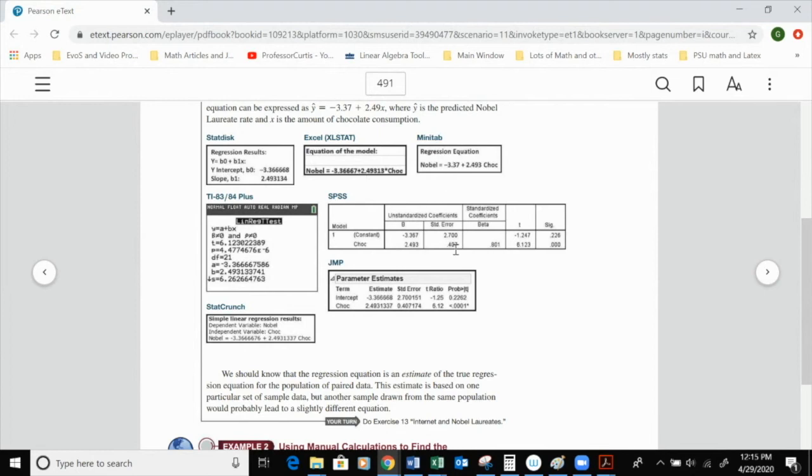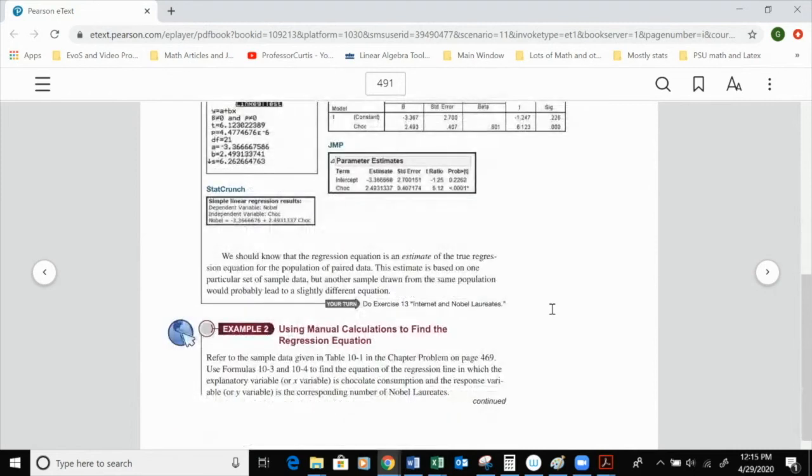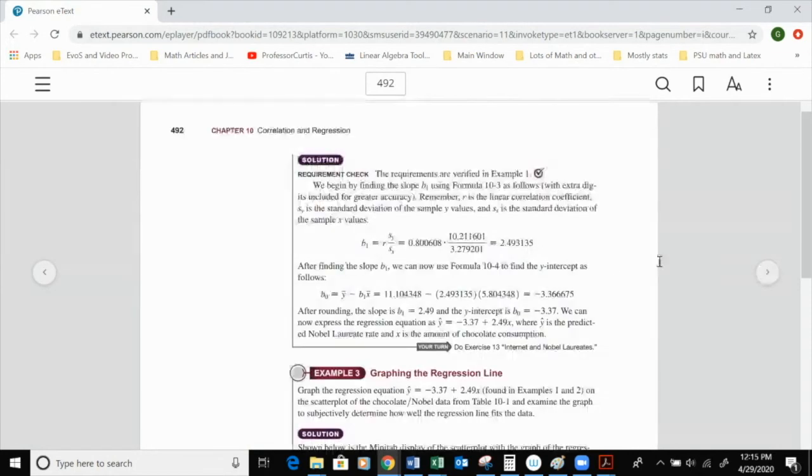Others do it in different ways. If you ever get out in the real world and you have to do it, you look in the index and you say, how do I get a regression line? It'll tell you a page number and you'll go and do it. So you can use manual calculations. I told you you should use a table if you want to do that.